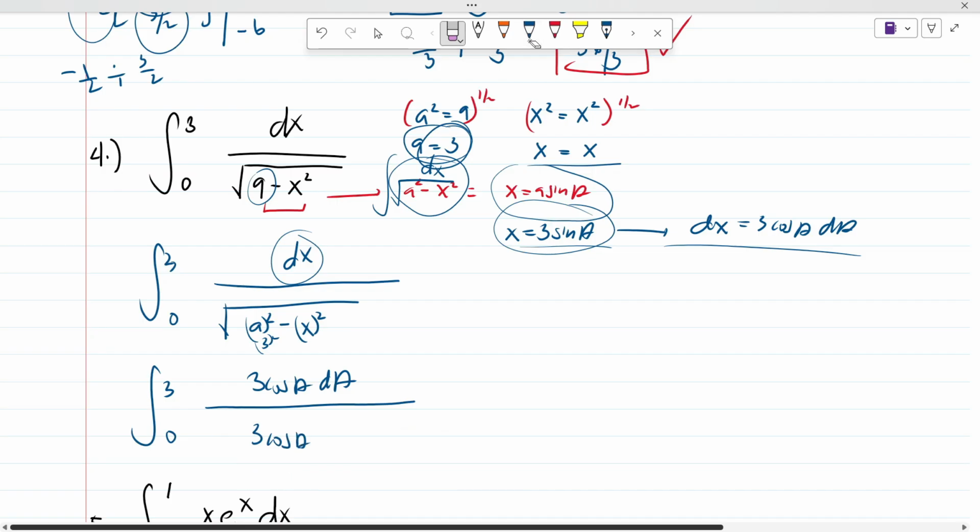Gets? So, pwede na tayong mag-cancel. Cancel. Ang naiwan is d theta. Gets? So, 3, 0, d theta. So, the integral of d theta is what? Theta, 3, 0, guys. Gets? Then, create tayo ng triangle.